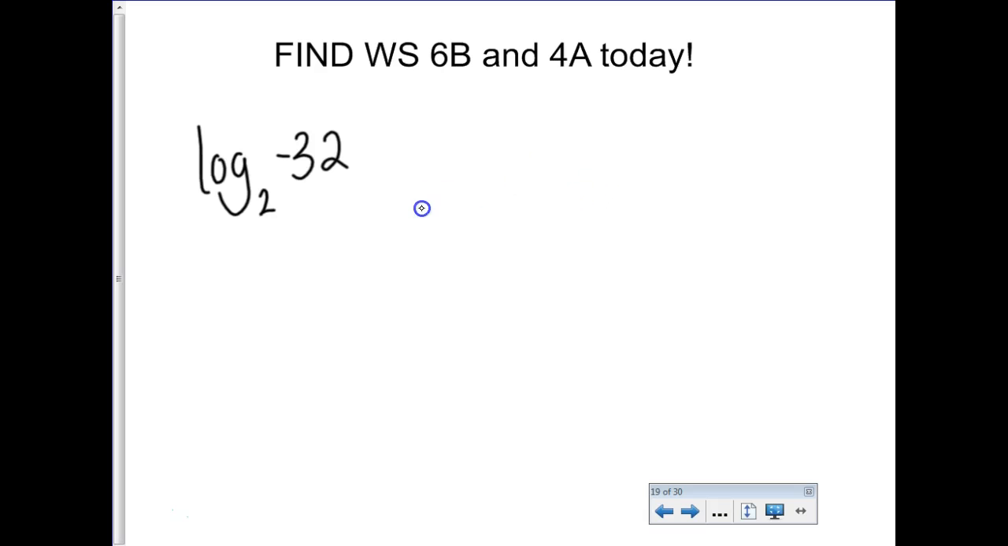But remember, you're required to know that you could rewrite this in the brain-friendly notation of 2 to what mystery power will give you a negative 32. So then you sit and you think about that for a while. And you're not going to have a lot of luck, because there is no such power where if you raise 2 to a power, you come out with negative 32 as an answer.